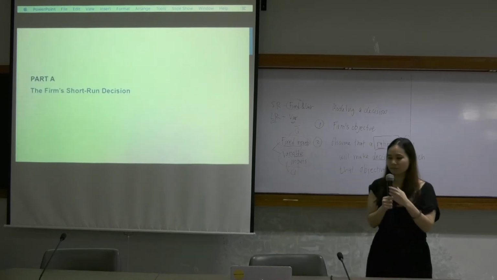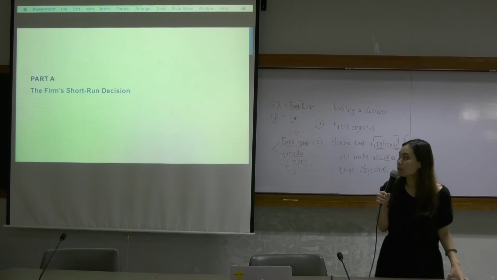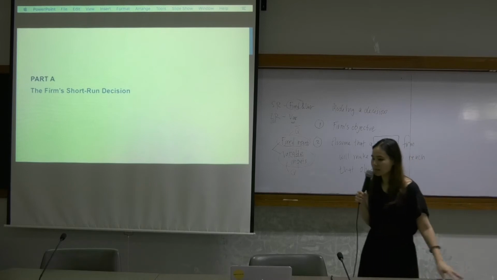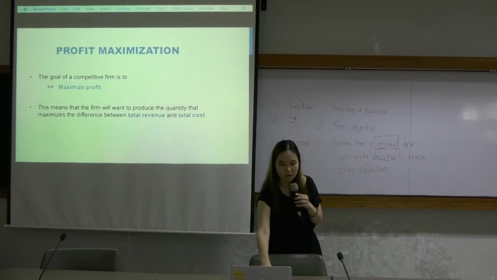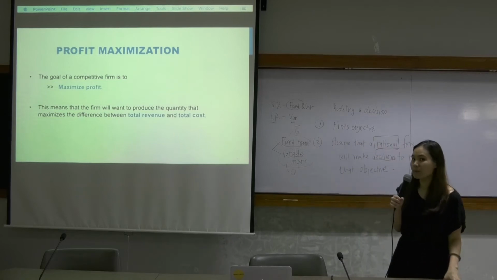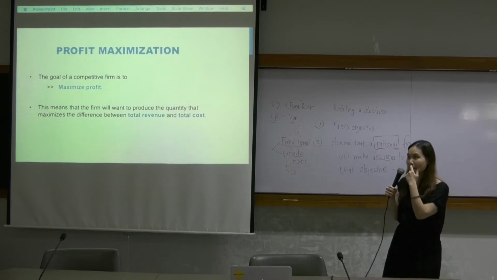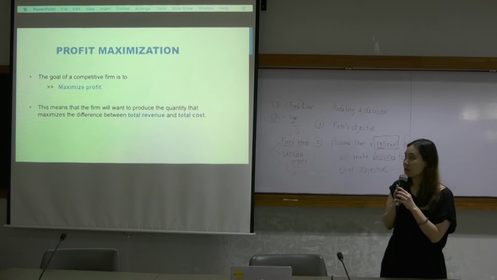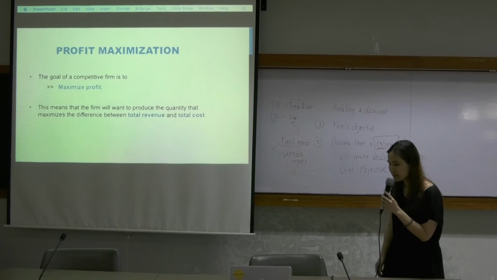So let us look at the firm's decision in the short run first, okay, in this part A. As I said before, we are only gonna have one objective for the firm, which is maximizing profit, okay? So in doing that, we need to understand the revenue side and the cost side, okay? Because firms would like higher profit. It can be done by increasing revenue with respect to the cost, okay?